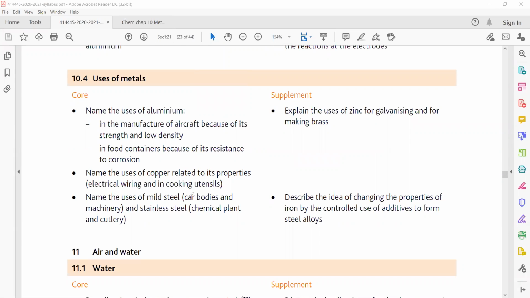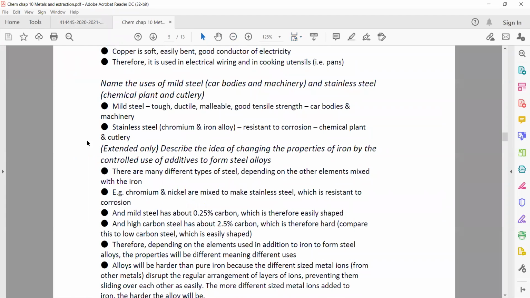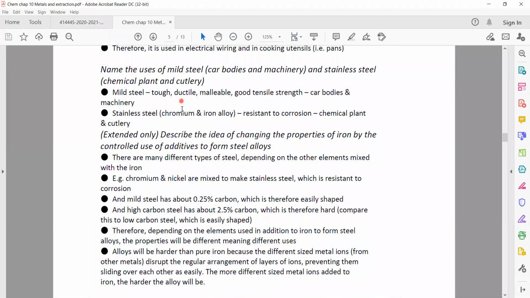Then name the uses of mild steel, low carbon steel and stainless steel in chemical plants. We have different types of steels. Low carbon steel, why is it suitable? What are the properties? First, it is tough. Tough means a greater amount of force is needed to break it, or it can undergo considerable deformation before it breaks. Ductile means it can be stretched into wire. Malleable means it can be hammered into shape. Good tensile strength means a greater amount of force is needed to break it, and we use it for car bodies or machineries. Stainless steel, which is an alloy, contains nickel and chromium. It resists corrosion, that's why we use it in chemical plants and cutlery.